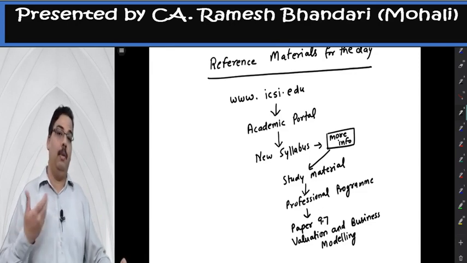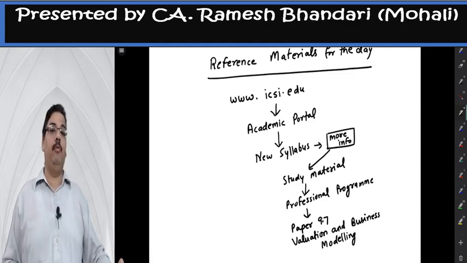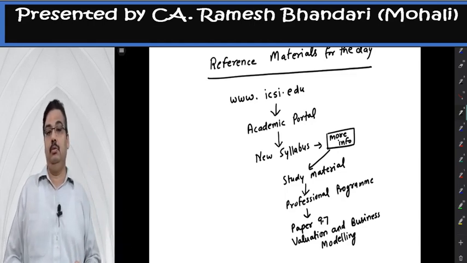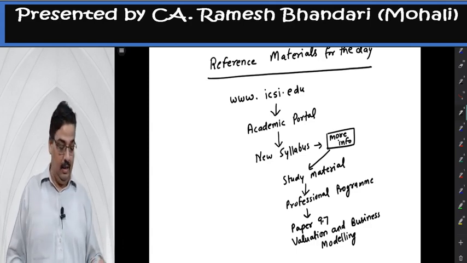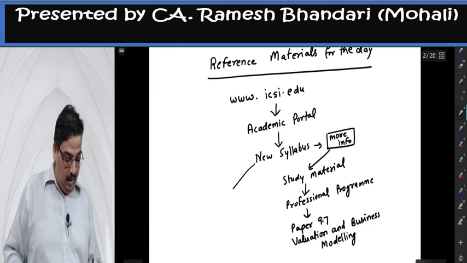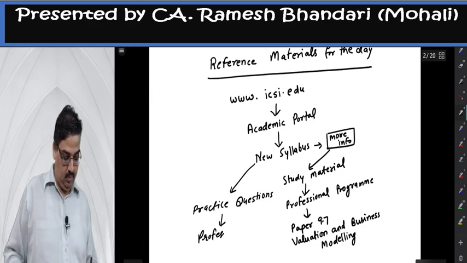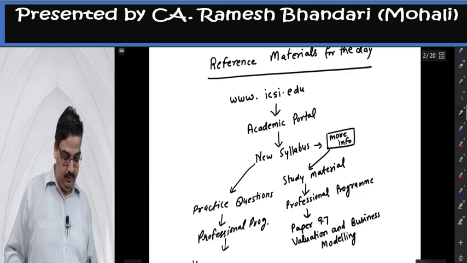I don't say I've gone through all the parts of this, but some parts I've gone through are simply great. There's nothing like objective type questions, but concepts can be taken from there. If you want to do some practical questions on this, it's not objective type, it's solving questions for the sake of your concept clarity. On the same website, under new syllabus, look at practice questions. Again, professional program, same paper, valuation and business modeling.